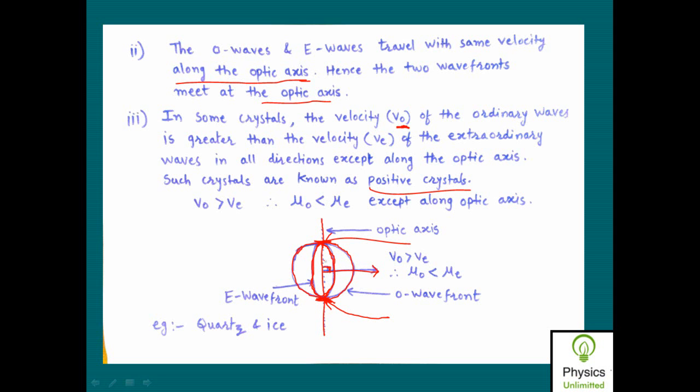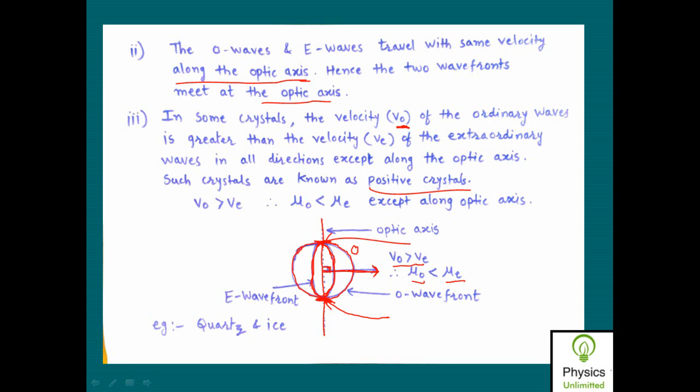The velocity of which wavefront is more? The ordinary wavefront. Here the velocity of the ordinary wavefront is more as compared to the velocity of the extraordinary wavefront. So here VO is greater than VE. If VO is greater than VE, it means that obviously the refractive index for the ordinary ray is less as compared to the refractive index for the extraordinary ray in this direction. Refractive index is the resistance to the velocity of light in a medium. So if velocity is more, refractive index is less. If velocity is less, refractive index is more.